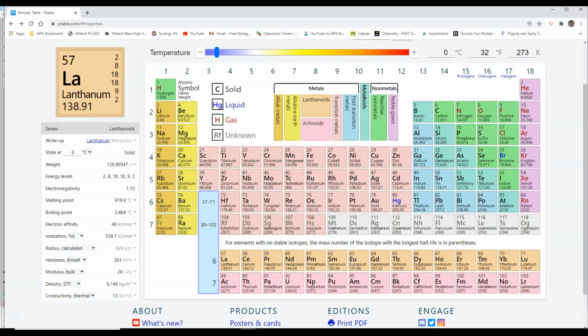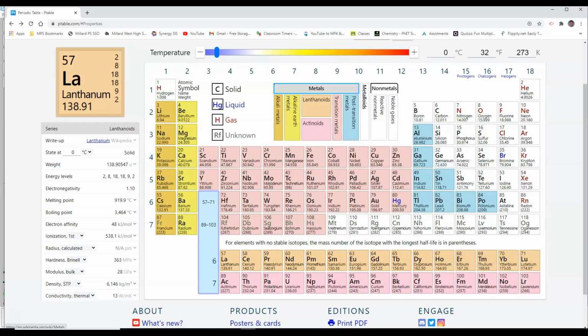The main thing it was asking, though, was looking at classes of elements. So once again, you can look over here. Everything that is highlighted right now is what's considered a metal. So that's everything to the left of the stair step, except hydrogen.